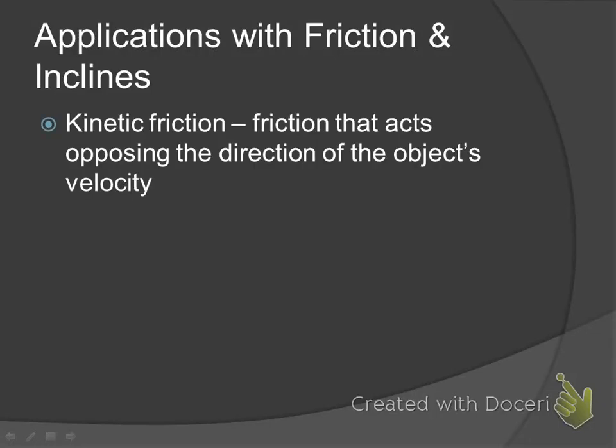And there are two different types of friction. The first of which is called kinetic friction. Okay, and that's friction that opposes an object's velocity. Okay, it opposes an object's velocity.